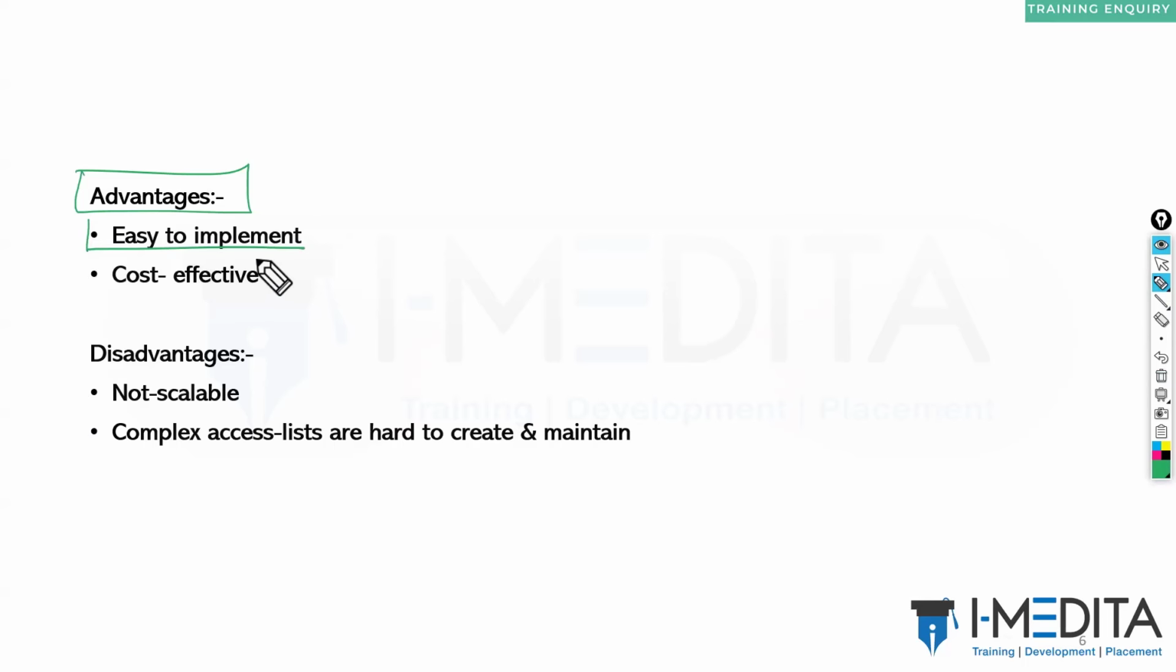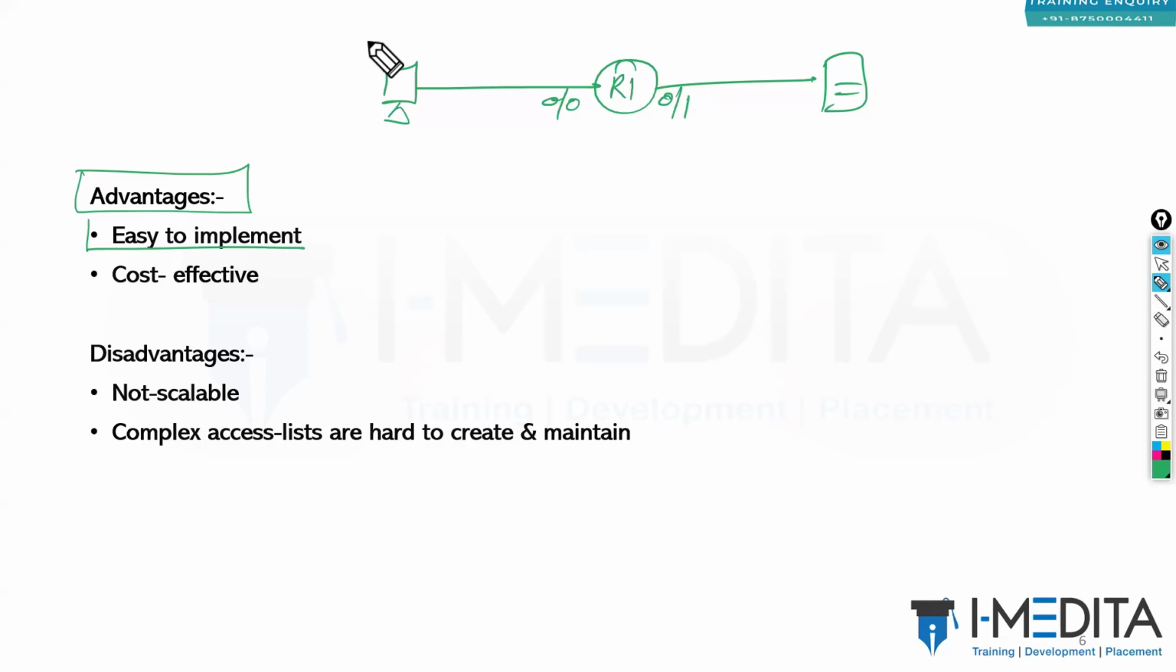How can we say it is easy to implement? Say we have a PC connected with a router, connected with a server. The router has interfaces 0/0 and 0/1. If the PC is the source and the server is the destination, traffic will come in at interface 0/0 and go out from 0/1. If the server belongs to HTTPS, then in the in or out direction, we need to create an ACL.